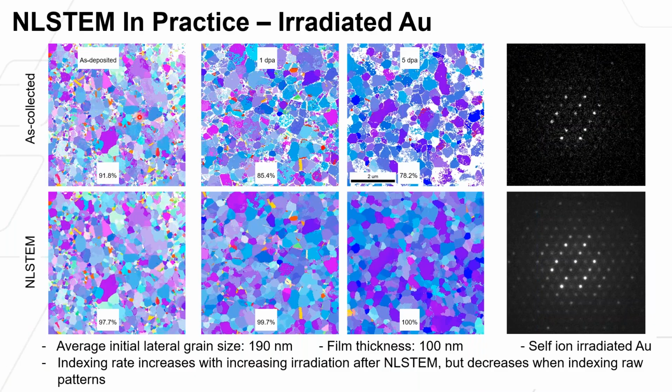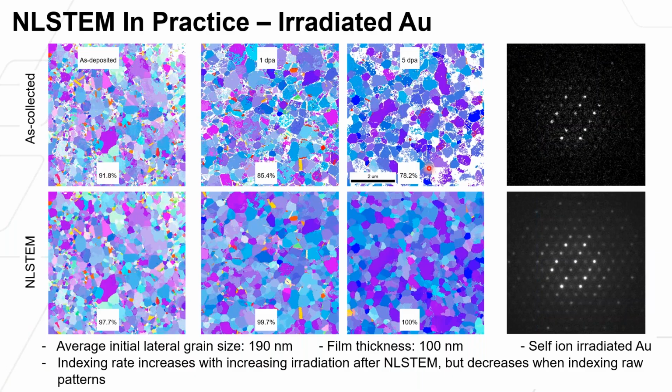We see, as expected, as we go to higher irradiation levels, we get lower and lower indexing rates. So we start out at about 90%, and by 5 dpa, this is a heavily damaged microstructure now. We drop below 80% indexing rate, which is expected. We have a lot more defects in the material.